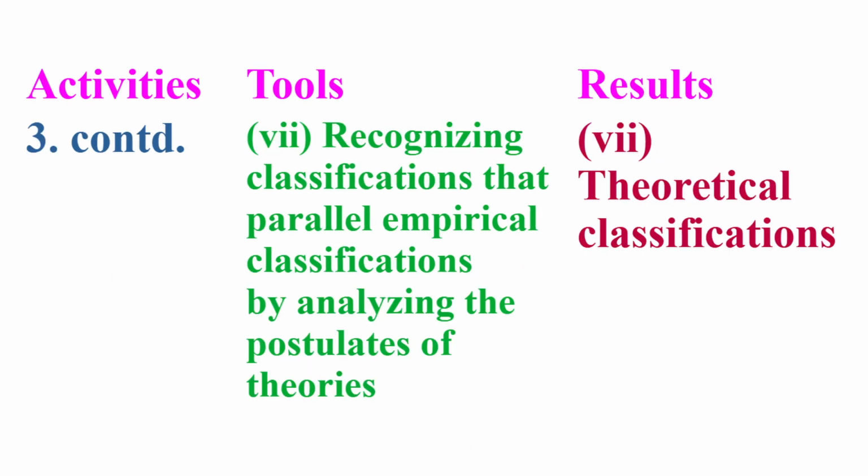The seventh tool used in major activity 3 is to analyze the postulates of theories and recognize classifications in the microscopic world of particles that parallel the empirical classifications in the macroscopic world of substances. The corresponding result is theoretical classifications.